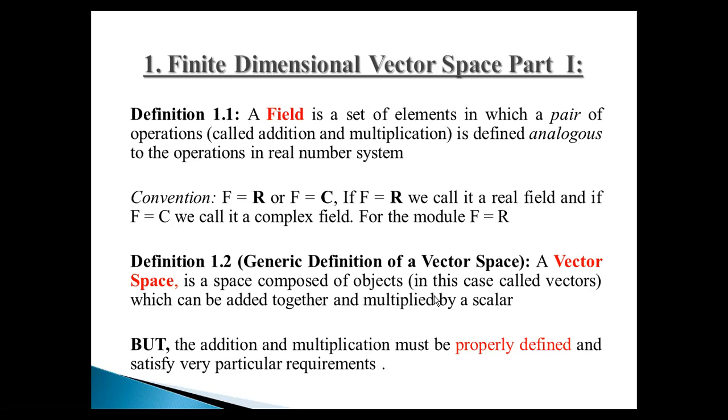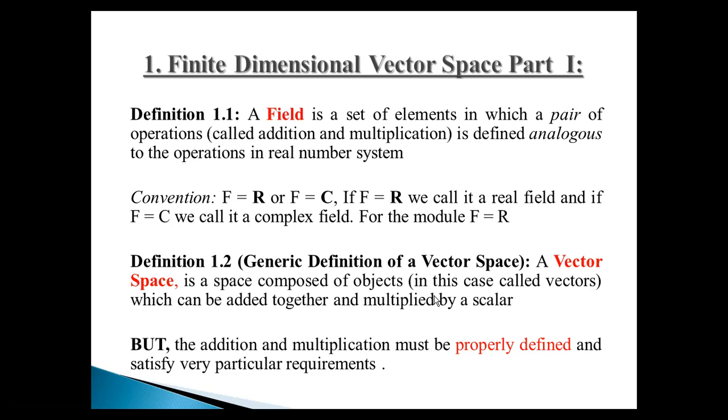So just to introduce a new concept called the vector space. Generally, a vector space is a space composed of objects. In this case, those objects will be called vectors, which can either be added together or multiplied by a scalar. A scalar will be from the field, and these objects will be inside the space. The understanding is that a vector space and the field are two separate things.